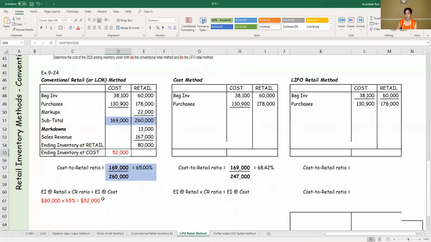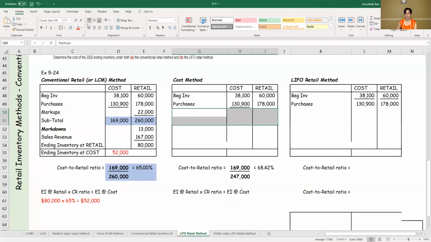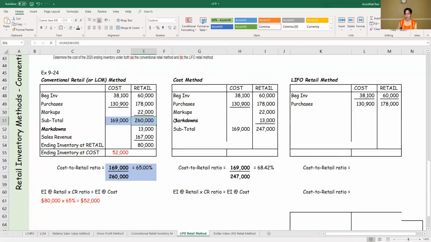That's my estimation. Now, what would be different in the cost method? In the retail, the conventional method, I did not include markdowns in this calculation. So now what I'm going to do over here is I'll have markups and markdowns listed over here. So the markup and markdowns are listed here, and then I have my subtotal. So what you will see is this number becomes different. Remember, markdowns are subtracted. So this drops to 247.